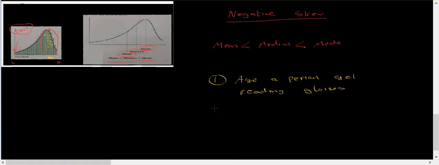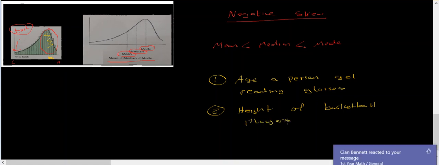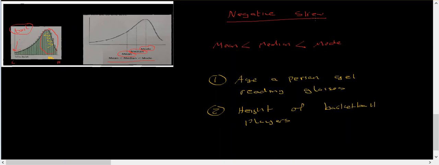Another one would be the height of basketball players. The majority of the players, if you look at height, are all going to fall on the higher end. They're all going to be tall, basically. So if you look at the frequency at which you find tall people in a basketball team, it's going to be quite high. So it's going to fall somewhere up here like that. So that's what we mean.